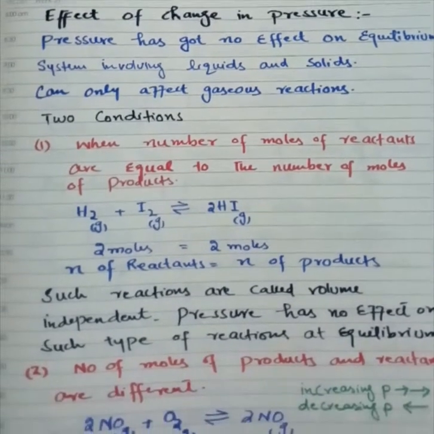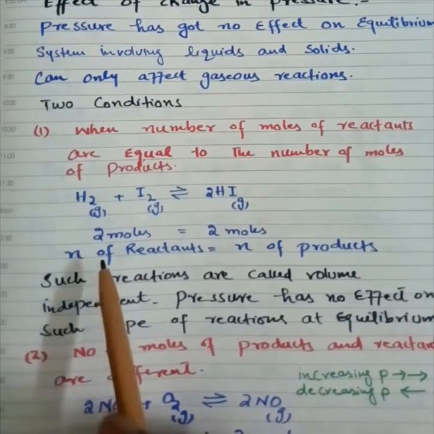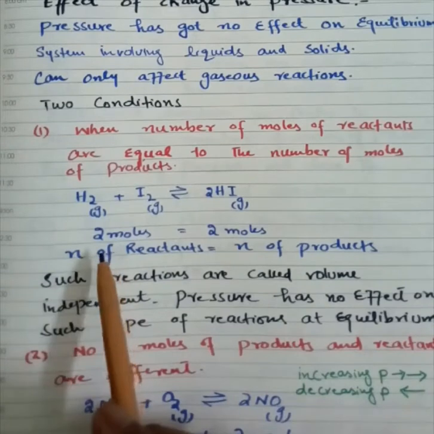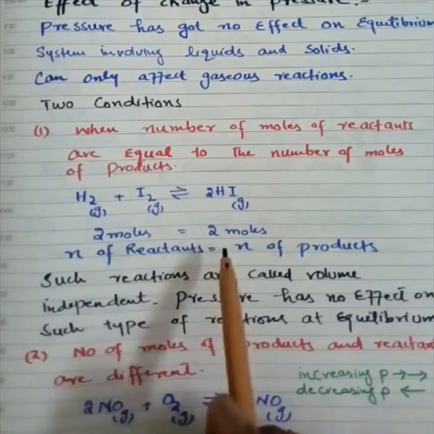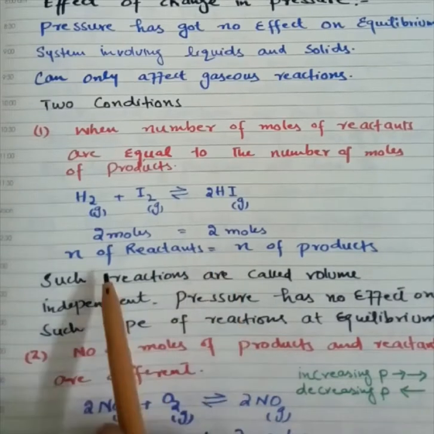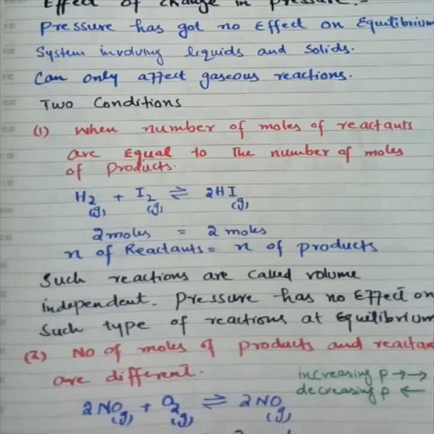Let's suppose the example of hydrogen and iodine to form hydrogen iodide. Now if we see, there are 2 moles on the left side, the reactant side, and 2 moles on the product side. So the number of moles of reactants is equal to the number of moles of products. In such cases, pressure will have no effect on the equilibrium state, because the number of moles is the same in both cases. Neither will the reaction move in one direction, nor in the other direction, but it will move in both directions with the same rate.